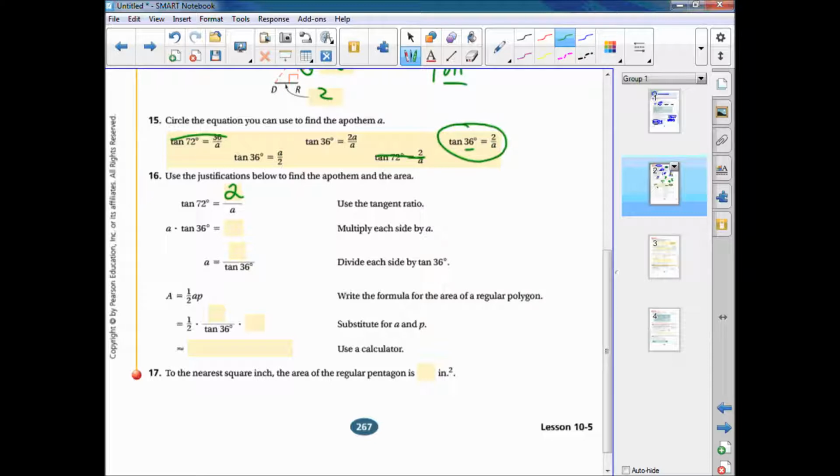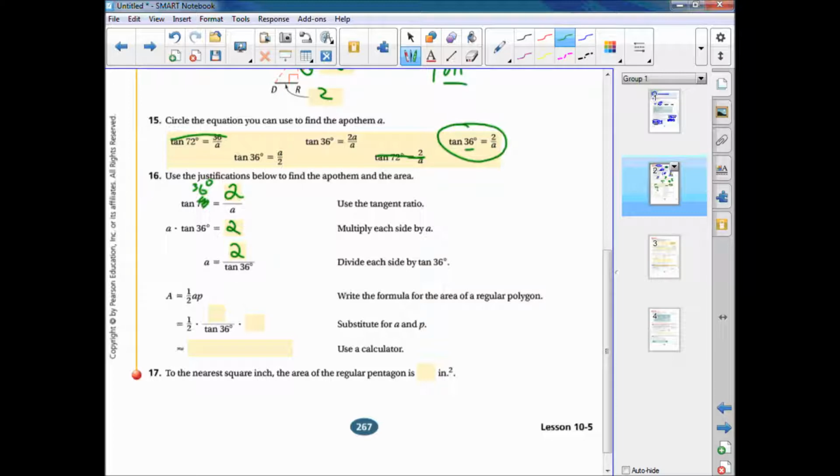There's a typo in this. This should say the tangent of 36 degrees. I don't know why they have a 72 in there, is equal to 2 over the apothem. All right, so then they move the apothem length over to the same side as the tangent, and then they divided the tangent 36 to both sides to get 2. Okay. All right, so A is going to be 2 divided by the tangent of 36.